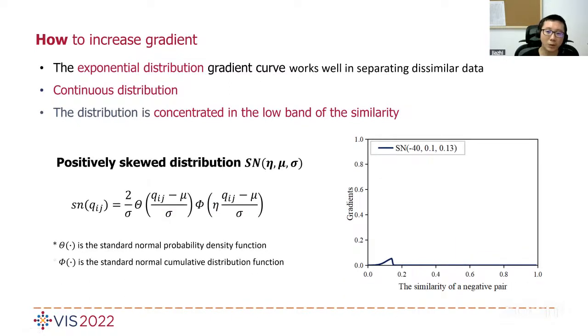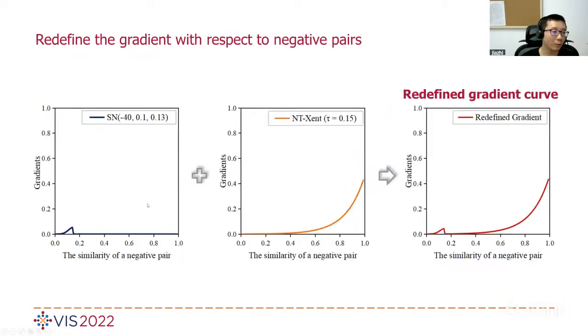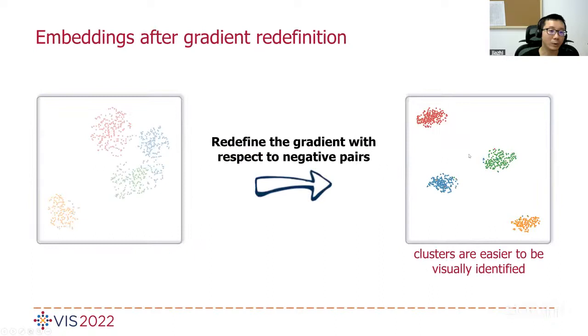Therefore, we choose a positively skewed distribution, which is similar to an exponential distribution. We add it to the gradient curve of NT-Xent, and finally we get the redefined gradient curve of negative pairs. Thus, we can achieve clear visual cluster patterns.